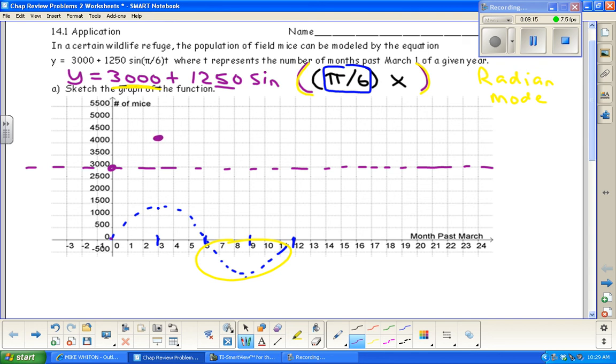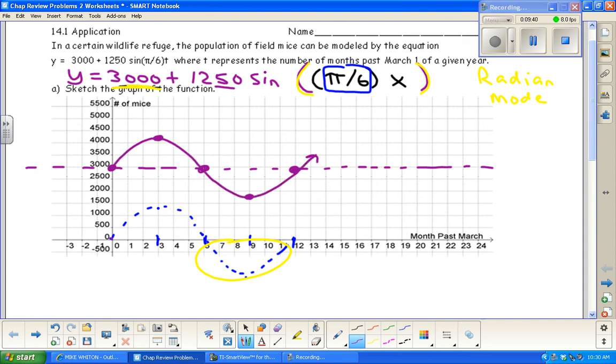And then at 6 months, I get back to the midline. 9 months, I'm 1250 below where we were, so that would be what, 1750? Okay, so that was from the 3,000, 1250 less, and then by 12 months, we're back where we started, and then it's just going to start repeating itself. Okay, so this is kind of what ours would look like.